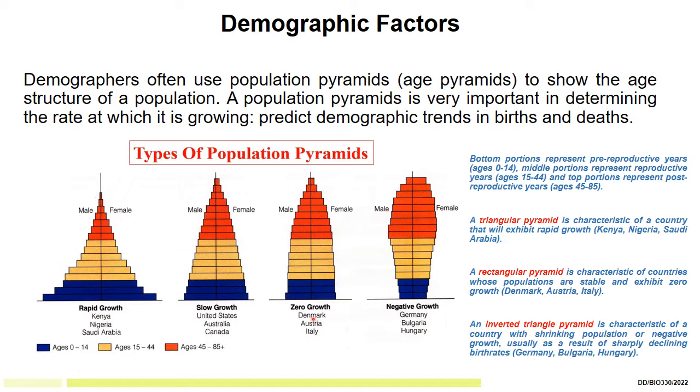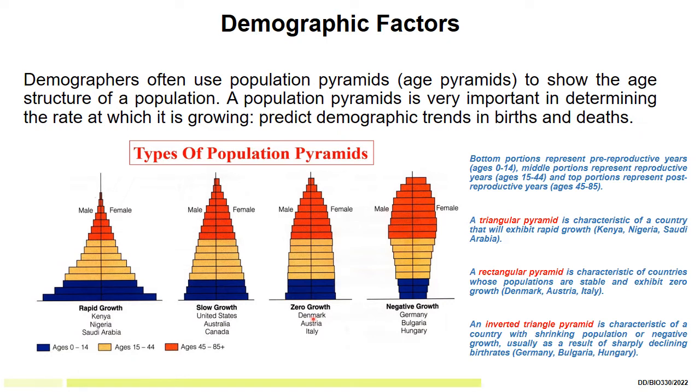A triangular pyramid is characteristic of a country that will exhibit rapid growth, for example Kenya, Nigeria, and Saudi Arabia, where the number in the bottom portion is higher compared to the top portion. Meanwhile, a rectangular pyramid is characteristic of countries whose populations are stable and exhibit zero growth, for example Denmark, Austria, and Italy.